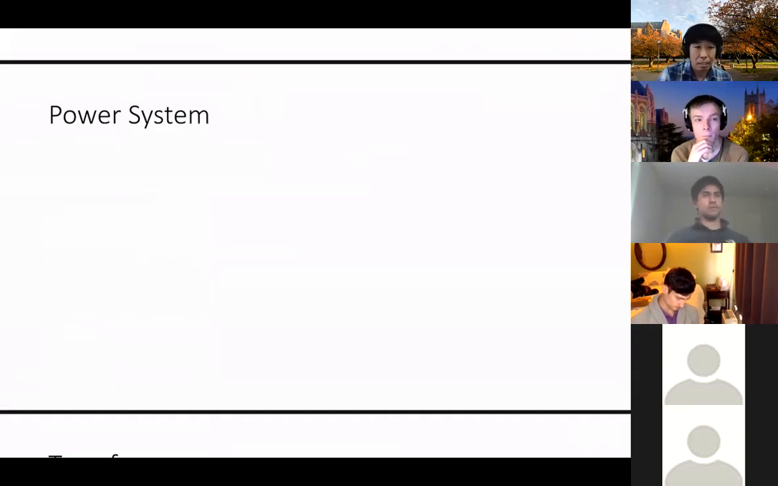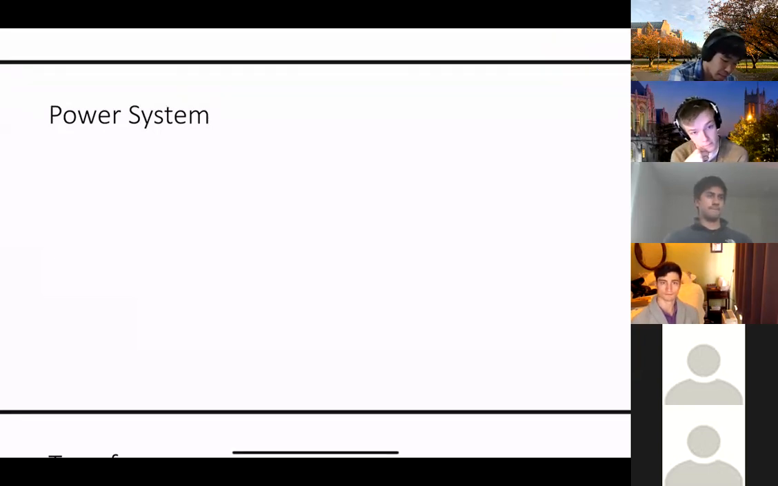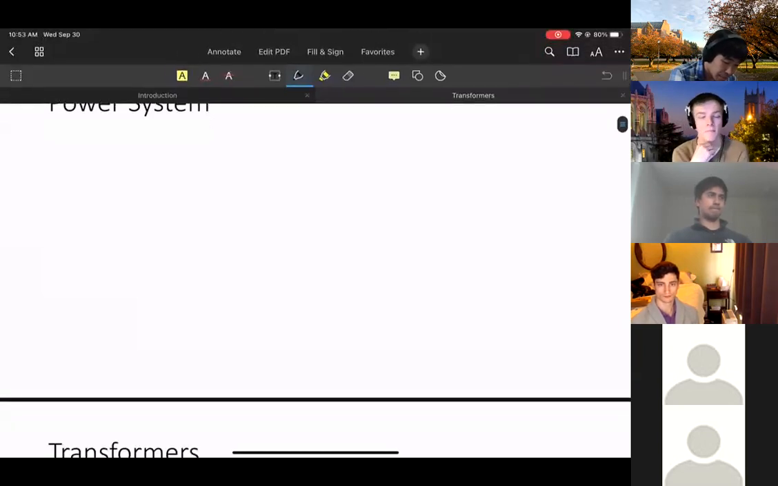But transformers and the power system: we have all seen the power system. The power system looks something like this. I have a generator.